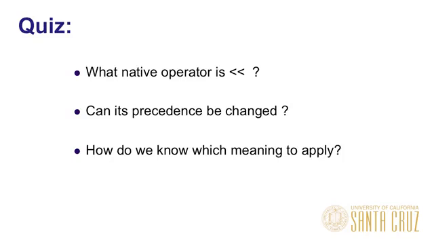Okay, what native operator is these double less than signs? That should be apparent from what we've just learned. Can the precedence of that operator be changed? If I have a new type, maybe I want a different precedence than the underlying type. How do we know what meaning of that first operator to apply? If we now have it overloaded for very different kinds of types and arguments, which one will we choose to apply? So think about that for a sec.